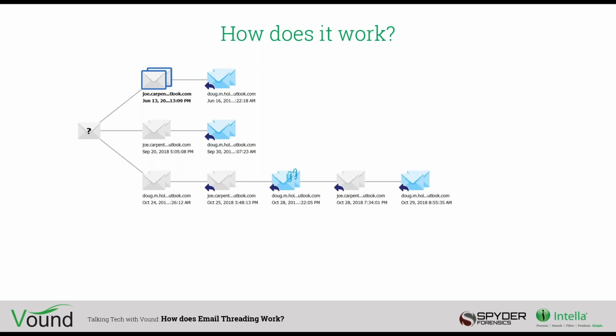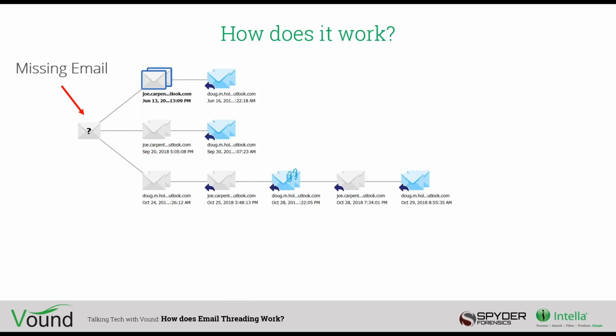So here's a more complex email thread. It branches off into several different conversations. They are between the same people, but you'll notice in this graphic that the very first email in the thread has an envelope with a question mark. This indicates it's a missing email.